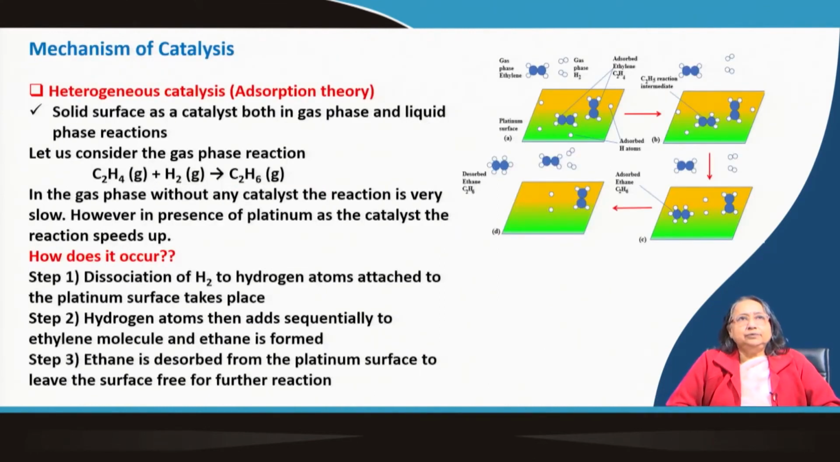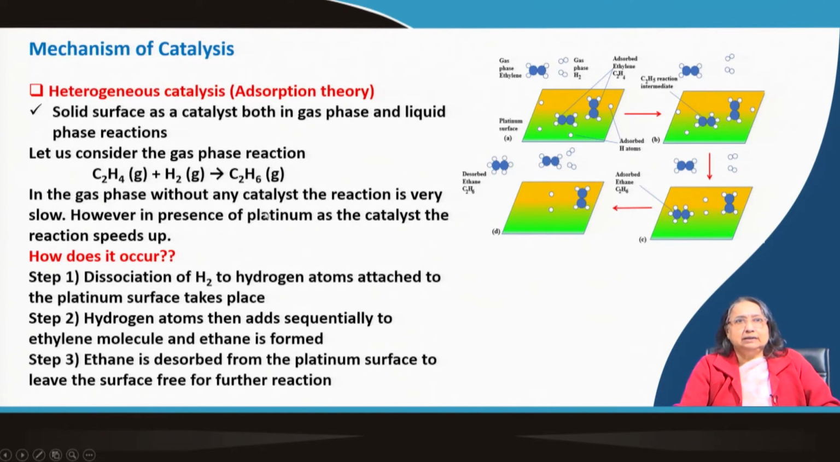Now, what is the mechanism for heterogeneous catalysis? This is very interesting. You can see the diagram here. Heterogeneous catalysis is mainly explained by adsorption theory. So, adsorption is the one step that should occur. Mostly in heterogeneous catalysis, as in the examples you have seen, a solid surface acts as a catalyst, in both gas phase and liquid phase reactions. I have given some examples for this type of reaction already. So, here is another example.